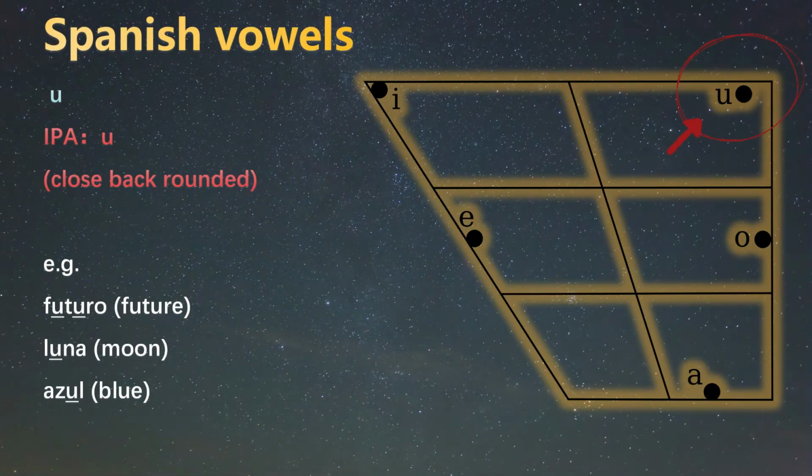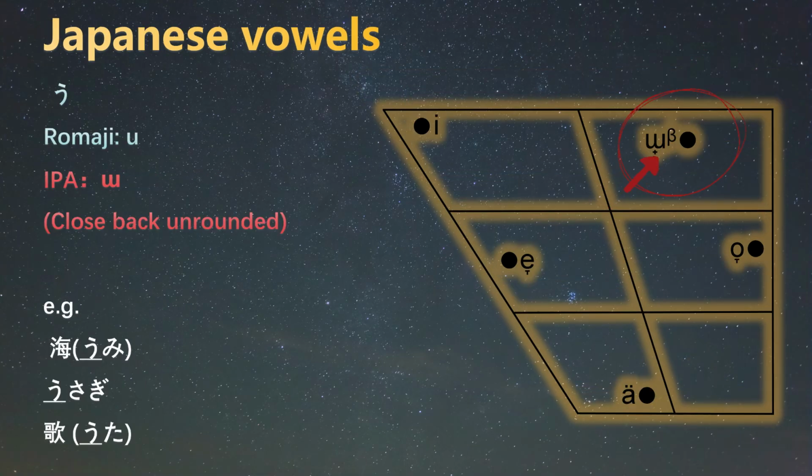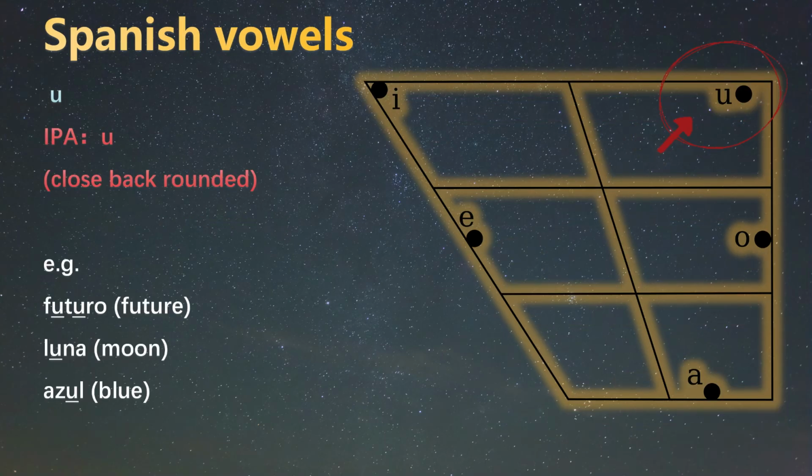Finally, we have the vowel u, which differs slightly between Japanese and Spanish. In Japanese, it is pronounced as an unrounded vowel, represented by the IPA symbol. In contrast, in Spanish, it's a rounded vowel and slightly more close and backward, represented by the IPA symbol u. Now, let's listen to how their pronunciations differ.